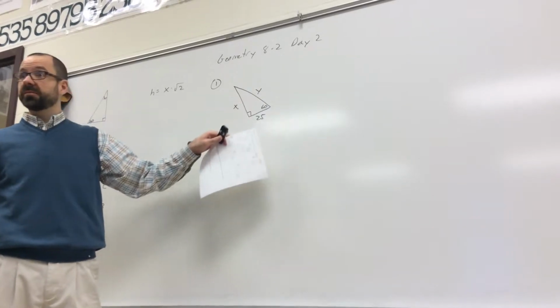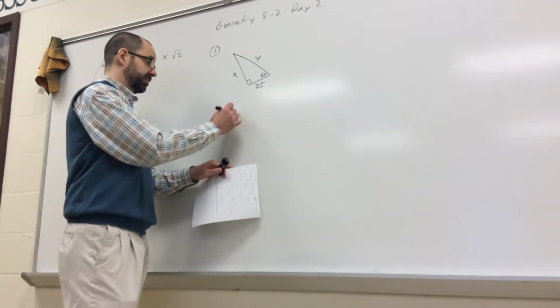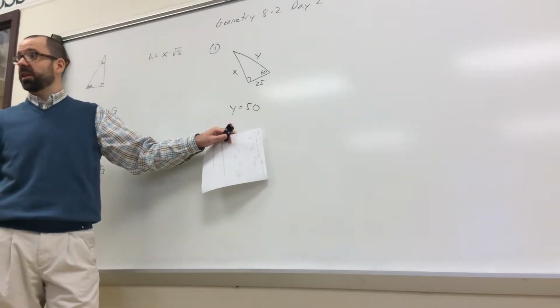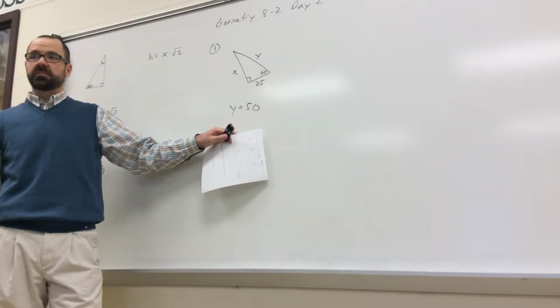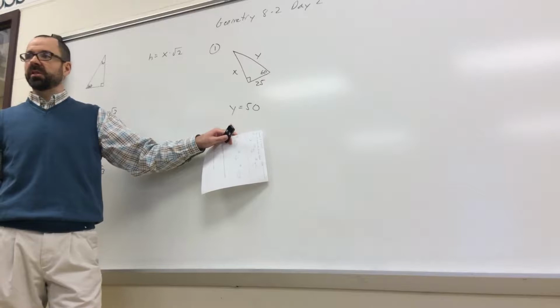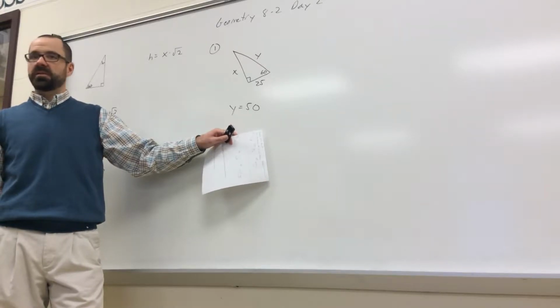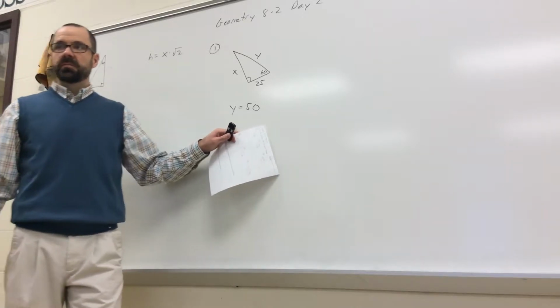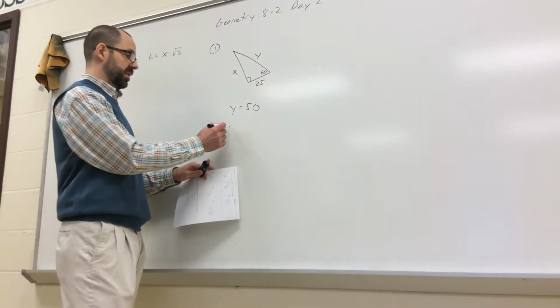Y is 50, right? Because the hypotenuse is just twice the short leg. Everybody okay with that? Do you want to see the other triangle? Yeah, number 1 you could probably get away with not drawing it. Does everybody see where we got 50? You sure? Okay, so then what's the x?